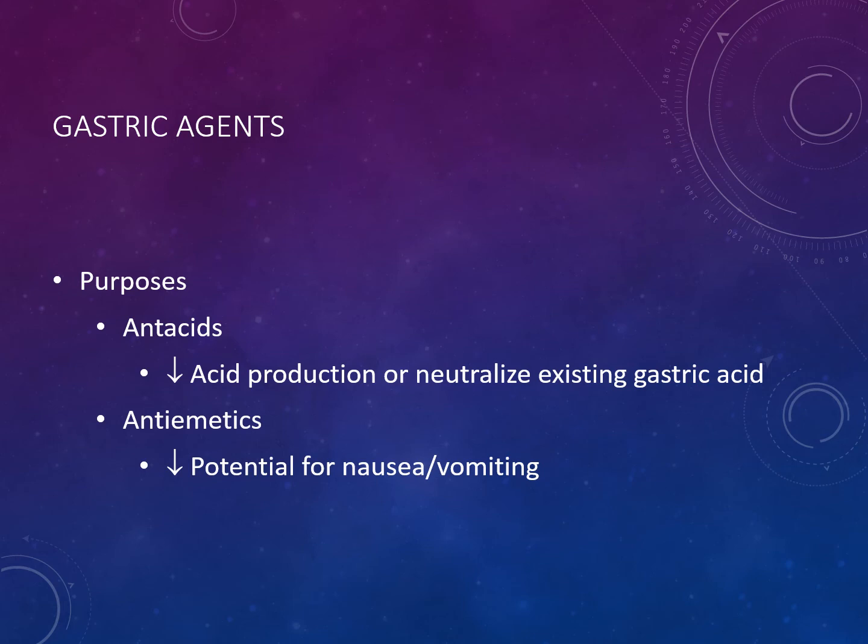Antacids are going to decrease the acid production or neutralize existing gastric acid. Examples of that are Tums, and typically in the operating room, more specifically, you'll see Bicitra. And then antiemetics decrease the potential for nausea and vomiting. Keep in mind that gastric secretions are still present even when a patient is NPO, or hasn't eaten for 8 hours before surgery. That's why there's still a risk of aspiration, and you want to neutralize those acids basically.